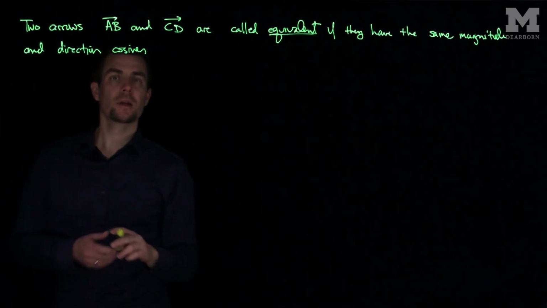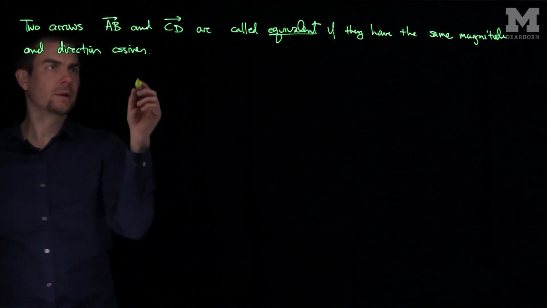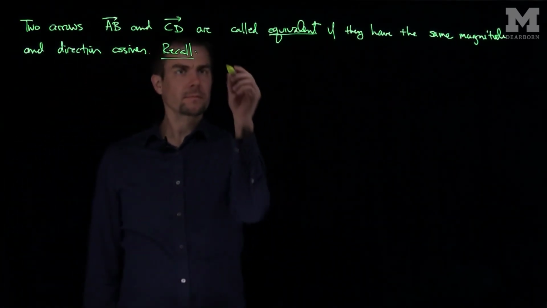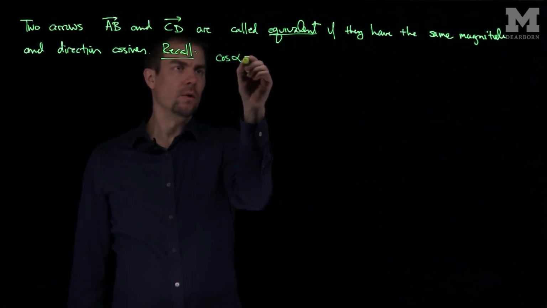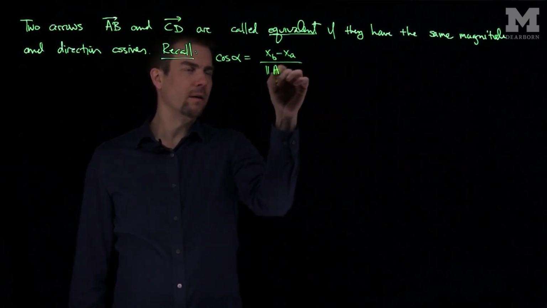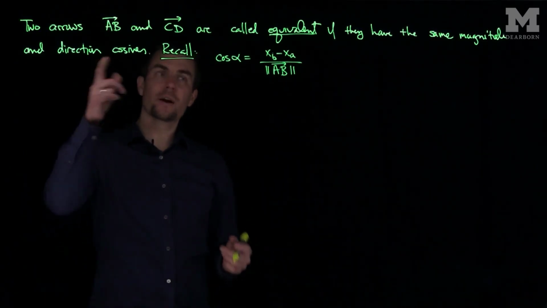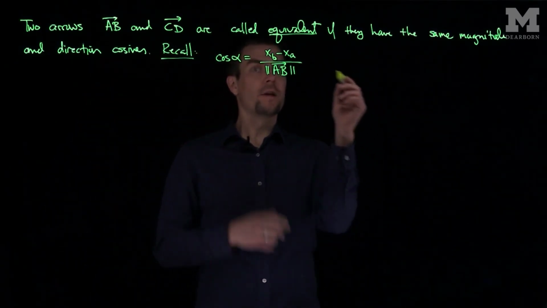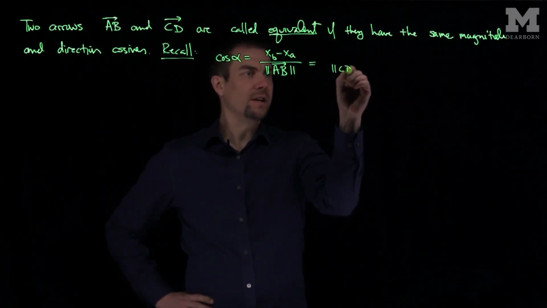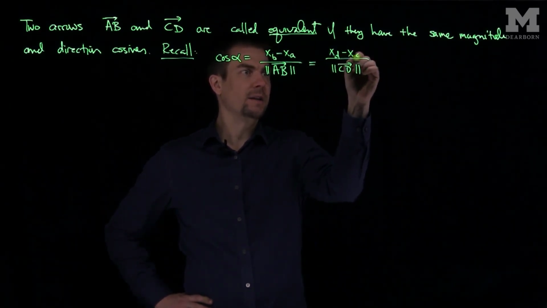Or direction angles. Now what that means is, let's recall what the definition was. So recall, for example, one of them would be the cosine of alpha was xb minus xa over the length of AB. That would be the cosine angle for the arrow AB. This, if AB and CD are equivalent, has to be equal to xd minus xc over the length of CD.